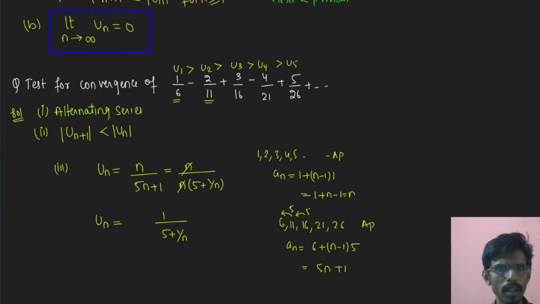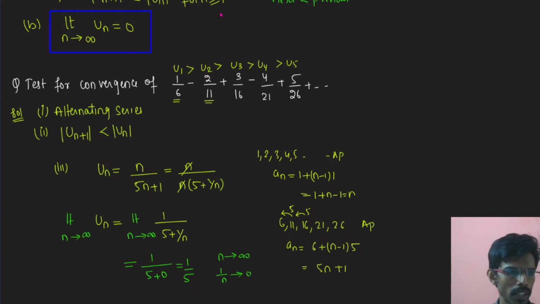Now apply limits on both sides. Limit n tends to infinite on both sides. Here this will become 1 plus 5. 1 by n will be 0. If n tends to infinite, then 1 by n value is 0. So I'll get 1 by 5 here, right? 1 by 5, meaning it is not 0, right?